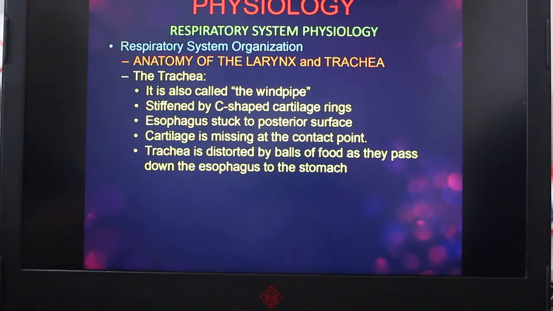If we look at the anatomy of the larynx and trachea, the trachea is also called the windpipe because it's the basic area where the inhaled air passes to reach the lungs. It is stiffened by C-shaped cartilage rings. Esophagus stuck to posterior surface of the trachea, and cartilage is missing at that contact point. So trachea is distorted by balls of food as they pass down the esophagus to the stomach.